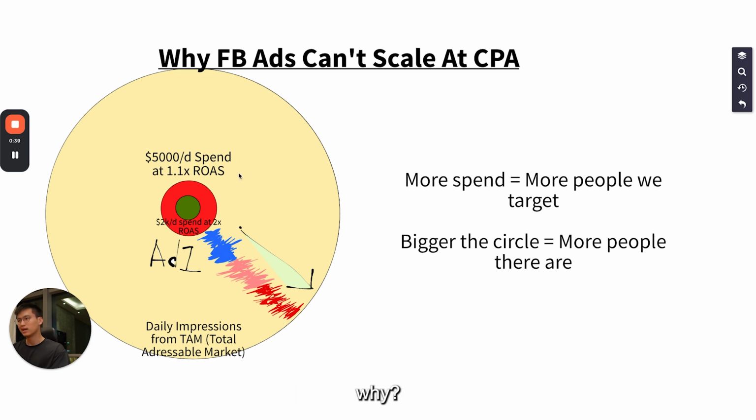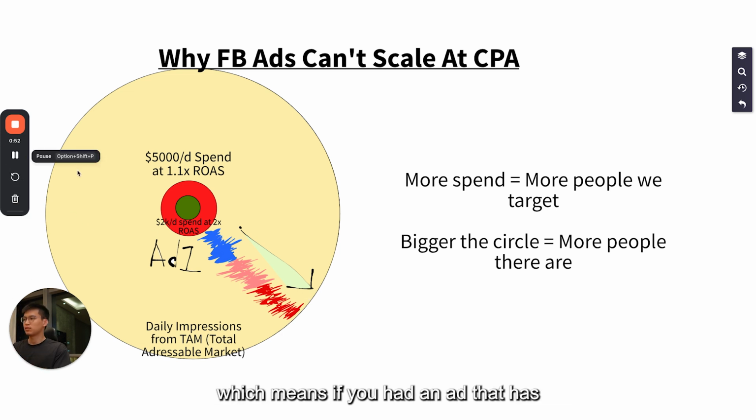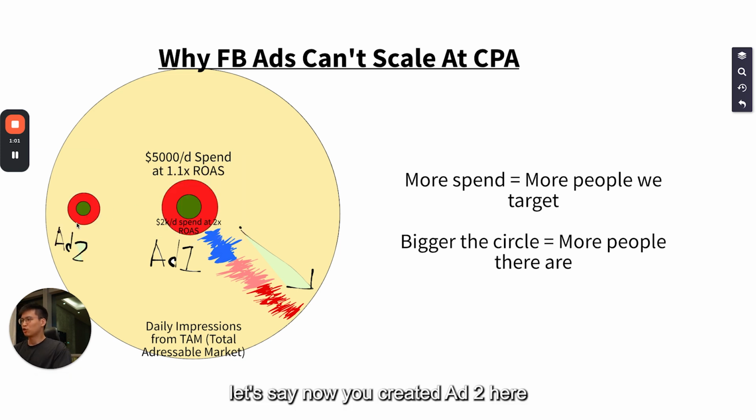Right? Why? As we go wider, target these daily impressions, it becomes from colder to hotter eventually. Right? So certain ads only appeal to a small audience, which means if you had an ad that has lower spend, but then a good CPA, you're wondering why it can't scale. This is why. Let's say now you create ad 2.